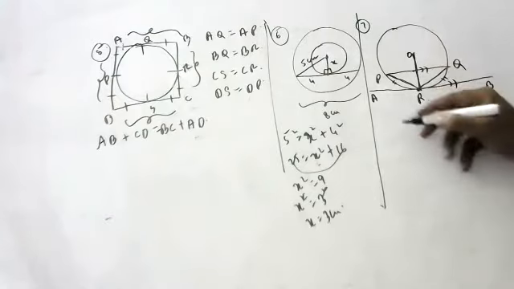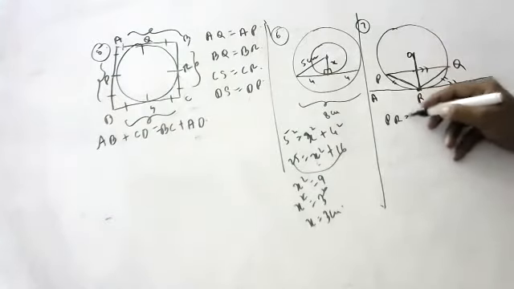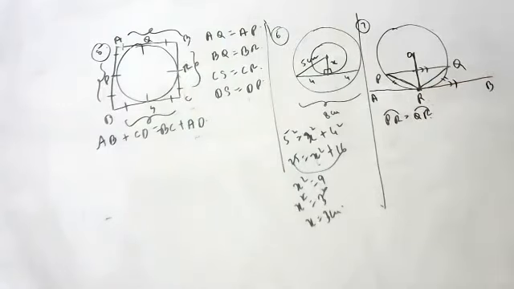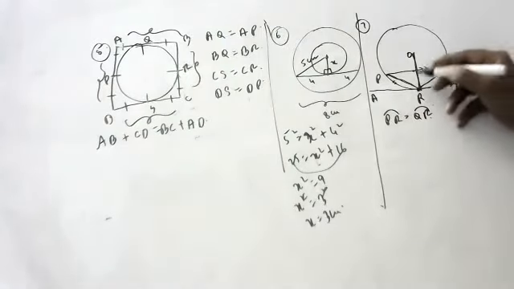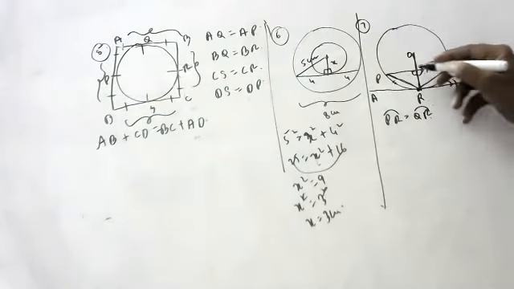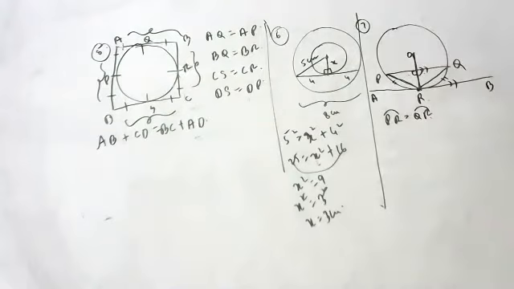Okay, so children, he is asking to prove that arc PR is equal to arc QR. He is asking us to prove. If you want to prove that PR is equal to QR, it is just enough if you prove both these angles are equal. If you prove that these angles are equal, it is enough, children. No need to prove anything else.